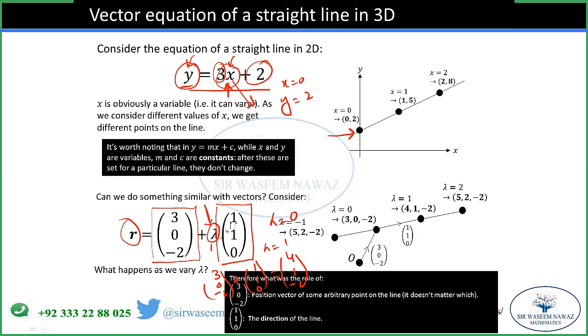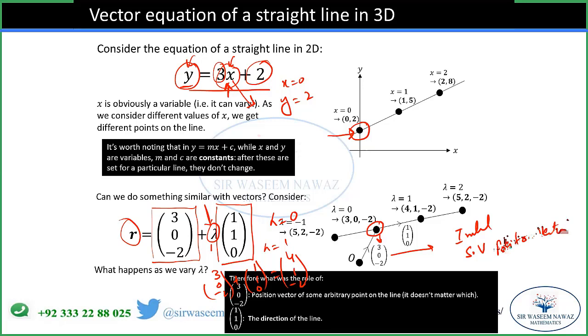Now there are a few important things that you have to remember here. The first thing: what is the role of the 2 here? This 2 was your y-intercept, or you can say this was your initial point. Now the same role is played here by (3, 0, -2). So this point (3, 0, -2) is our initial vector, or you can say our starting vector, or we can say that this is our position vector from where the line is starting.